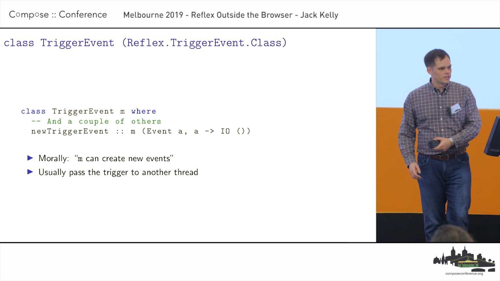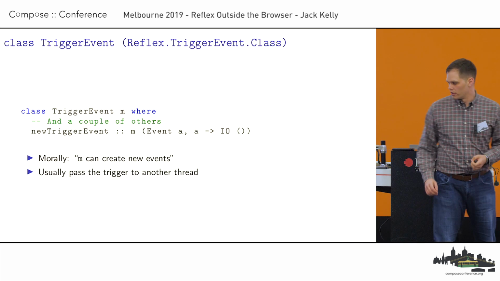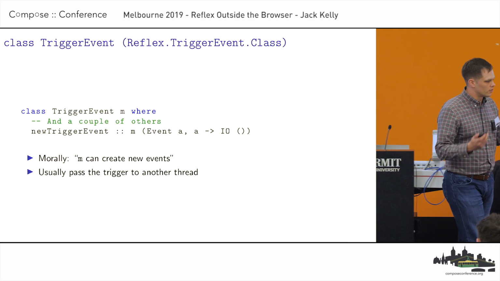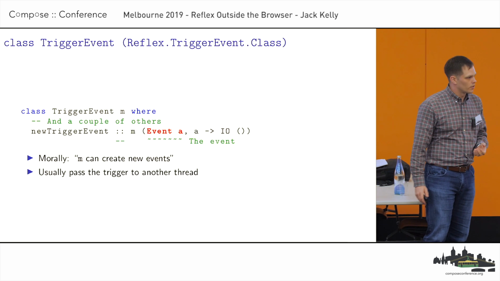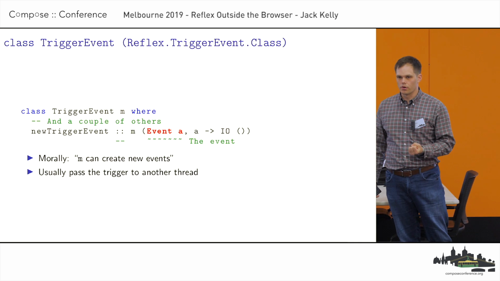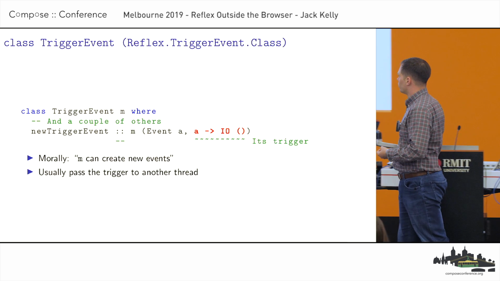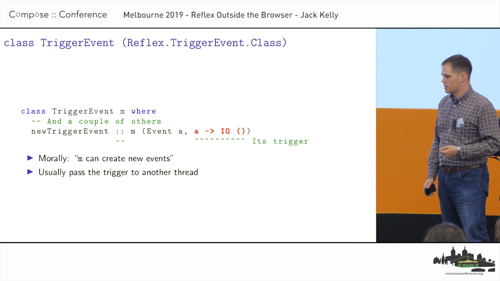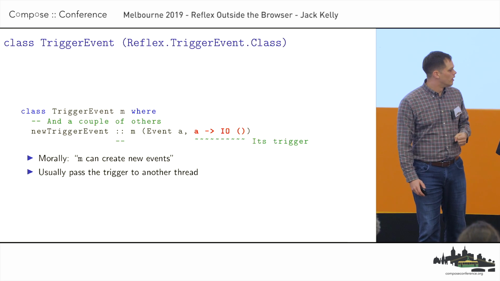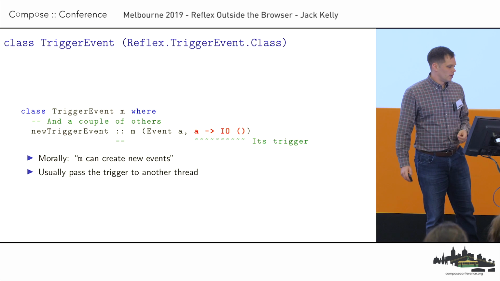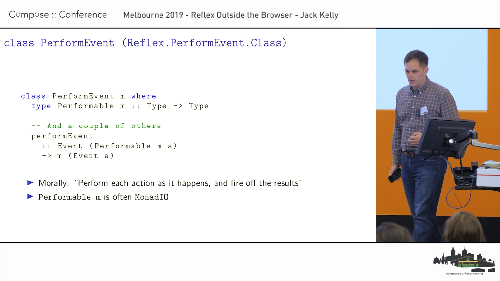If I want to get more data into my program, then I use the trigger event type class. So this morally is the type class for when I can create new events. So when I call new trigger event, I get given the event that I can feed to the rest of my program, and I'm given a function from A to IO unit, which is its trigger. So if I drop an A into that function, then the event fires and my FRP network can react to it.